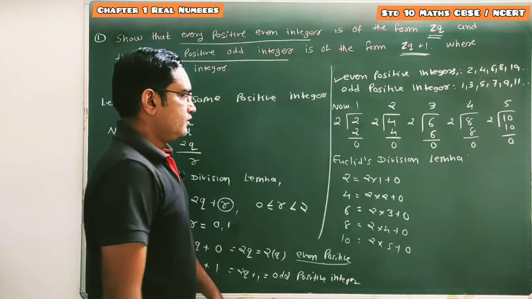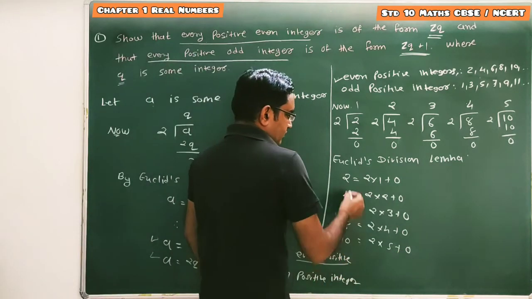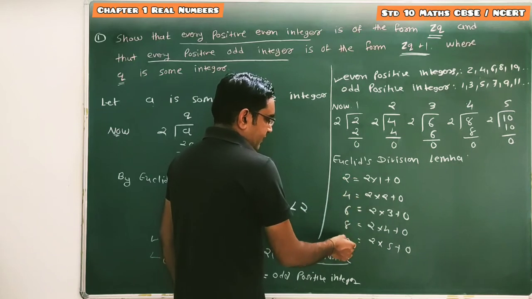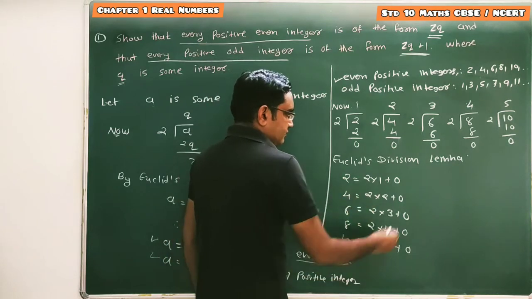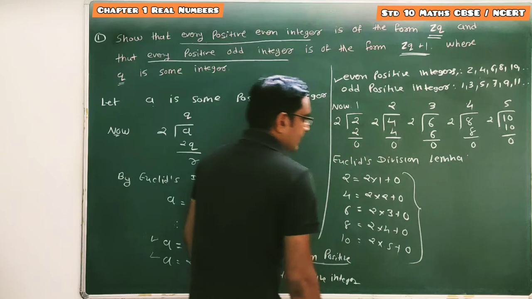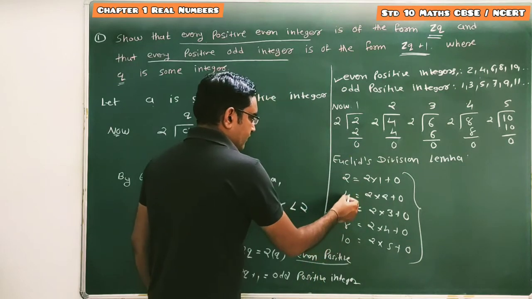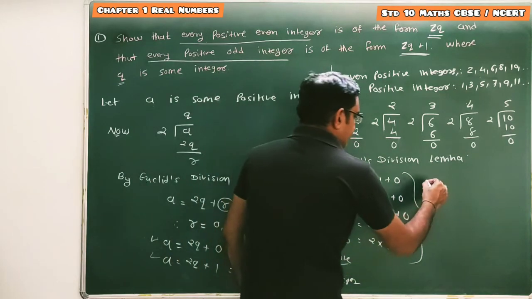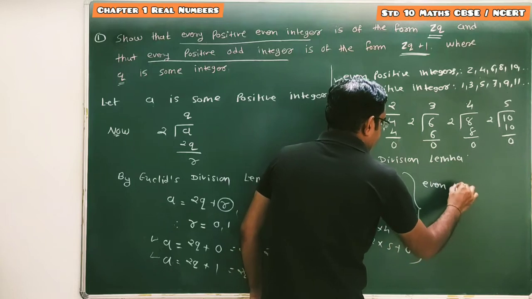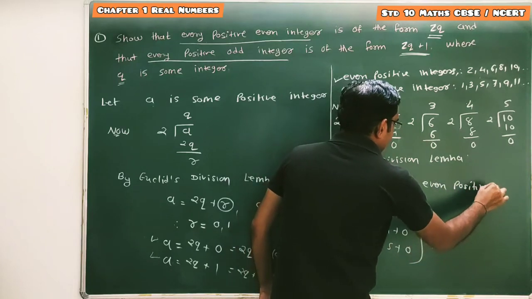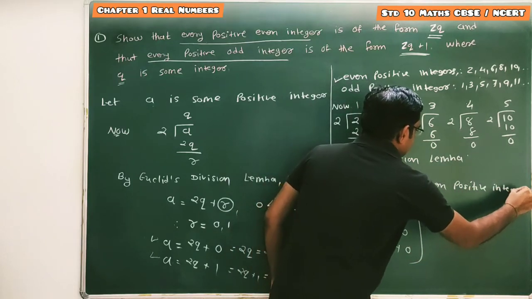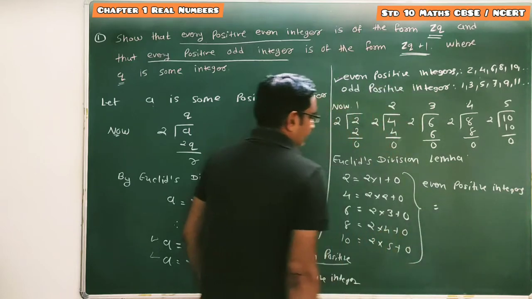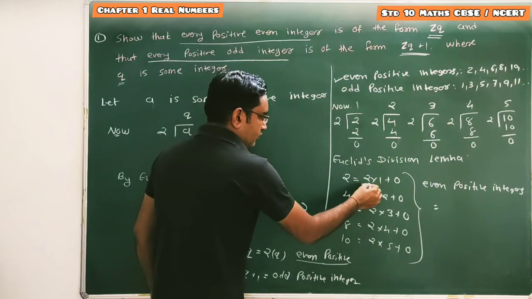So here, these 2, 4, 6, 8 and 10, by using Euclid's division lemma, we can say that each and every even positive integer is in the form of 2 times something. 2 is common.